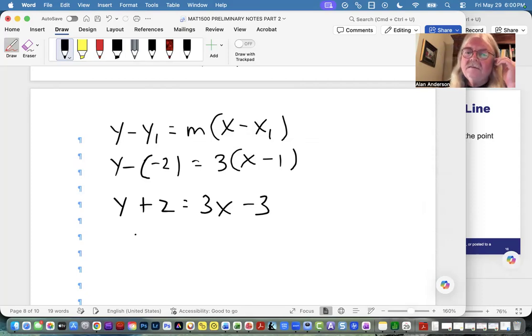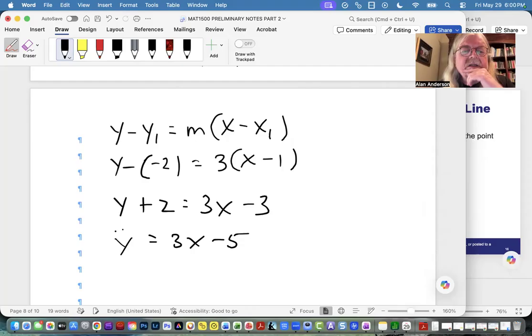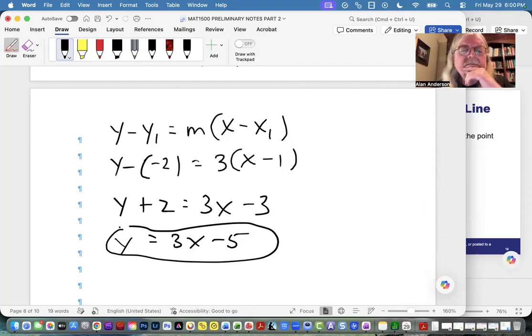So why don't we, let's add 3 to both sides. No, sorry, let's not do that. Let's subtract 2 from both sides. And that's it. We're done. And that's now suddenly in the form that we're more comfortable with. And you can see it has a positive slope and a negative intercept.